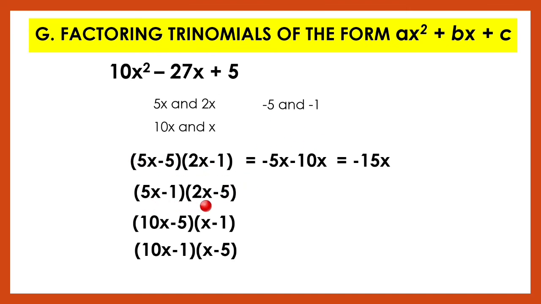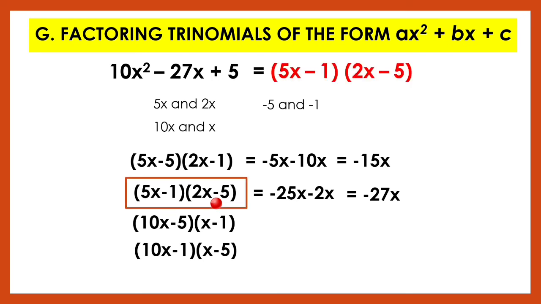Let's try 5x minus 1 times 2x minus 5. 5x times negative 5 is negative 25x. Negative 1 times 2x is negative 2x. Negative 25x minus 2x is negative 27x. Therefore, ang factors natin ay 5x minus 1 at 2x minus 5. Therefore, the factors of 10x squared minus 27x plus 5 are 5x minus 1 and 2x minus 5.